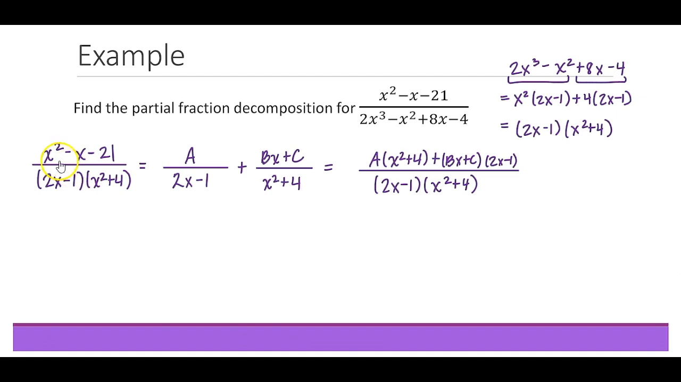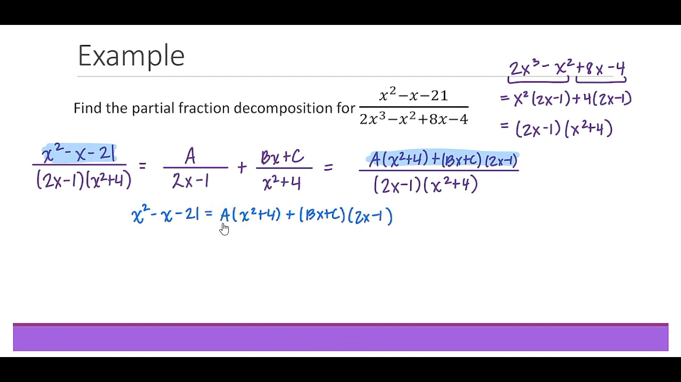So now, the numerator, x squared minus x minus 21, that original numerator, will have to equal the a times quantity x squared plus 4 plus quantity bx plus c times quantity 2x minus 1. So that's what I'm going to look at. I want to set those equal to each other to solve for a, b, and c. So I want x squared minus x minus 21 equal to a times quantity x squared plus 4 plus, and then we have bx plus c times quantity 2x minus 1.